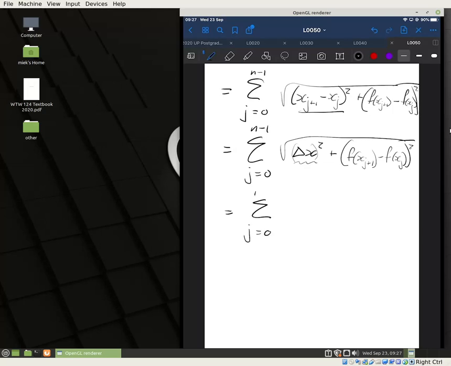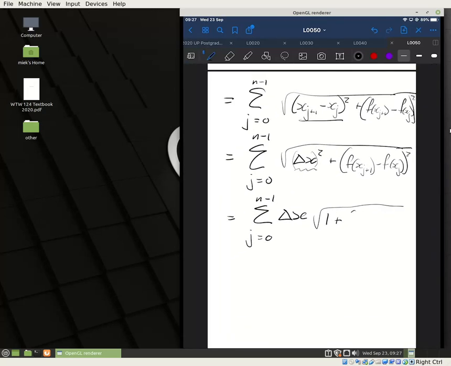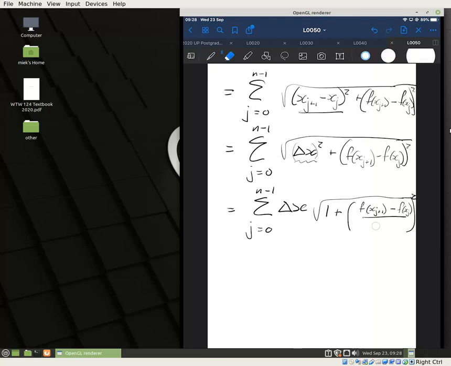Okay, let us take out this delta x squared from this square root. So we've got the sum from j equals 0 to n minus 1. The square root of the square is the absolute value, but delta x is positive anyway, so we don't need to worry about that. So what are we left with? We are left with (f(x_{j+1}) minus f(x_j)) over delta x, squared. I'm going to rewrite this delta x as x_{j+1} minus x_j.